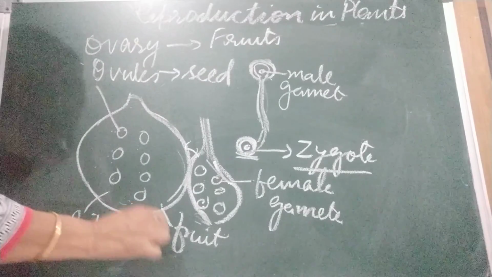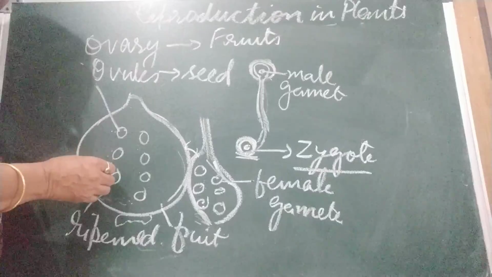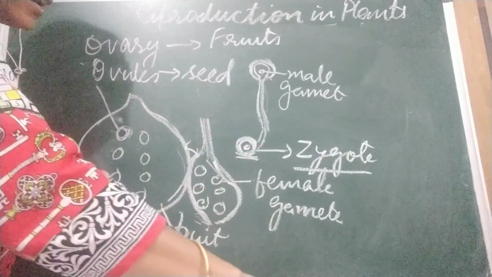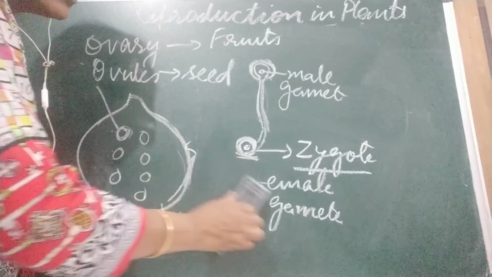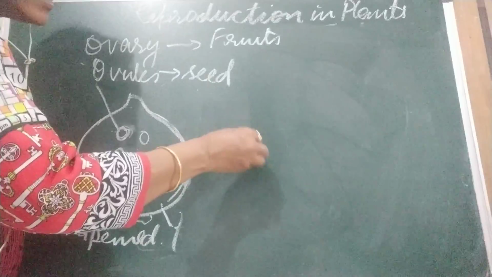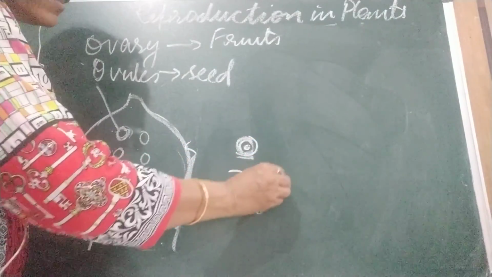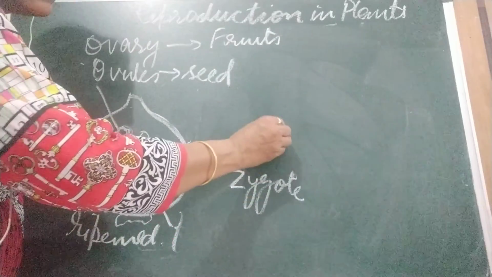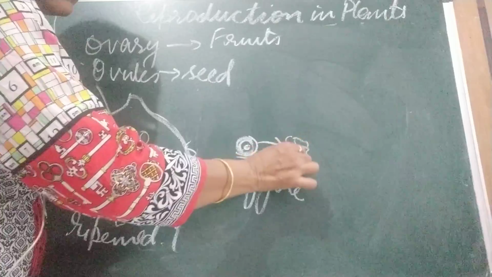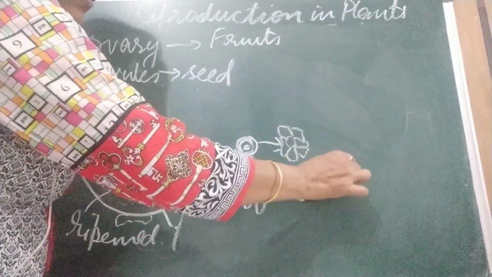The seed is the ripened ovary which contains an embryo. What is an embryo? Zygote, you know. Zygote is single celled. This zygote divides, the cells divide and form a group of cells. This group of cells is called the embryo.